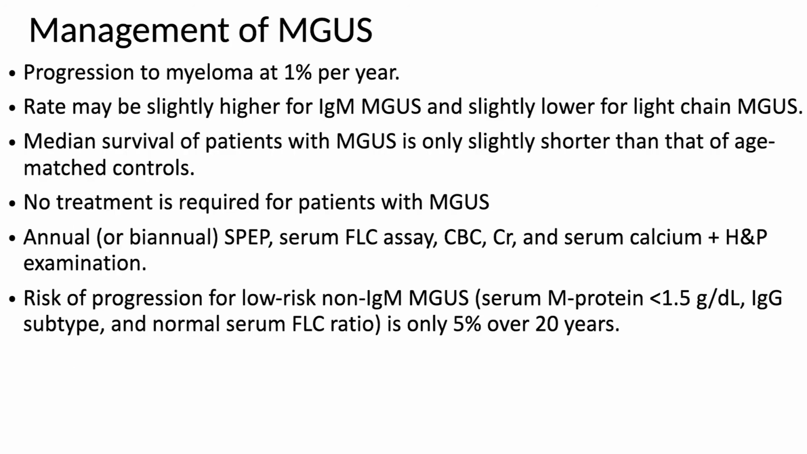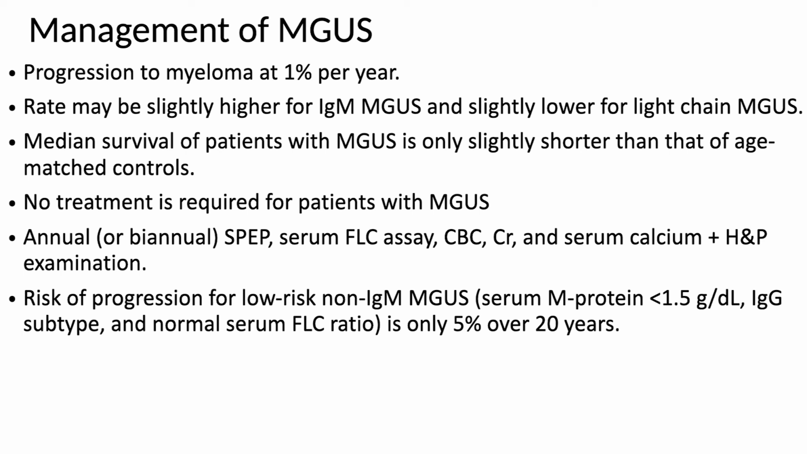So how do you manage MGUS? It can progress to myeloma at 1% per year. The rate may be slightly higher for IgM MGUS and slightly lower for light chain MGUS. Median survival of patients with MGUS is only slightly shorter than that of age-matched controls. No treatment is required, and usually annual or biannual protein electrophoresis, serum free light chain, CBC, creatinine, and calcium are needed.